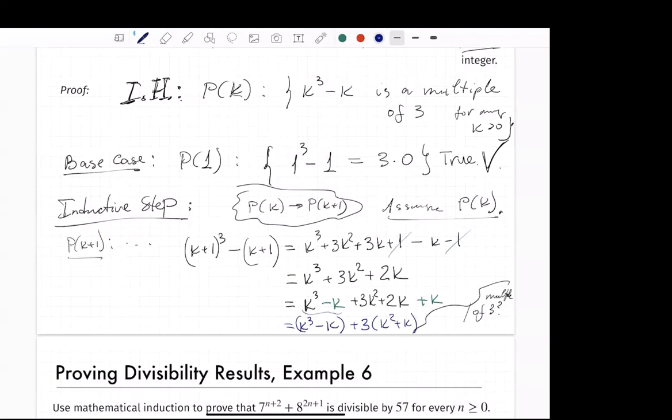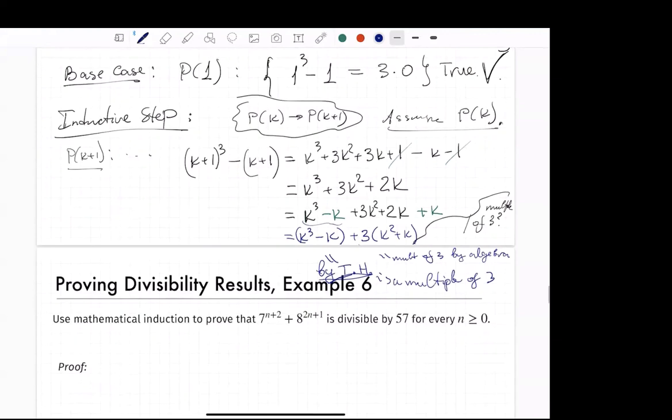Do people see how this was a good idea? Because the second piece is a multiple of 3. This one was by algebra. And this one, now I get to use the inductive hypothesis, is a multiple of 3. Do people see this? Okay, do people see this?